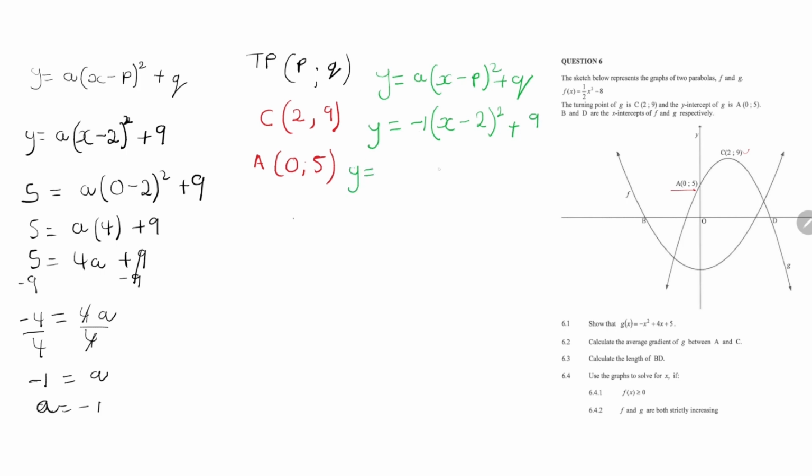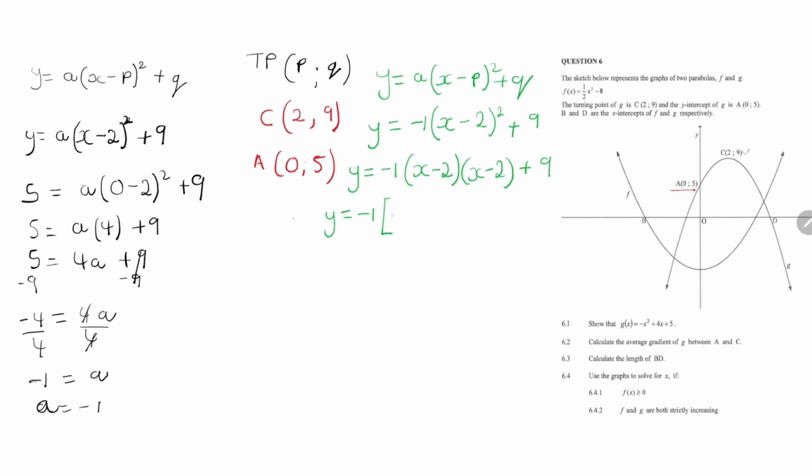And this goes on to look like this. Y equal to a minus 1 multiplied by x minus 2 multiplied by x minus 2. Why? Because it's squared over here. And then we bring down the plus 9. Okay, so we have y equal to minus 1. We want to expand these brackets. So let us make big brackets over here.